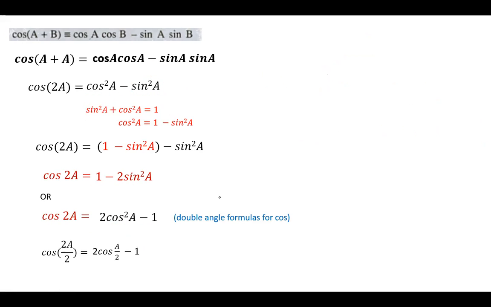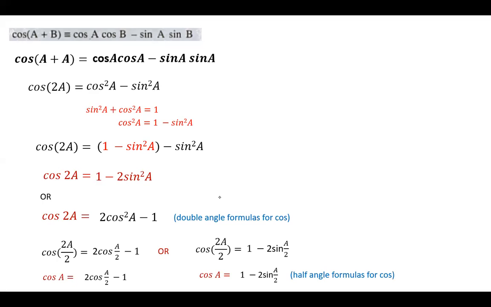Then the half angle formulas for cos are as follows. This one here and the other one there. Okay, so these are the half angle formulas for cos. Do you have questions up to this point before we go to tan? Okay, so this is straightforward, I guess.